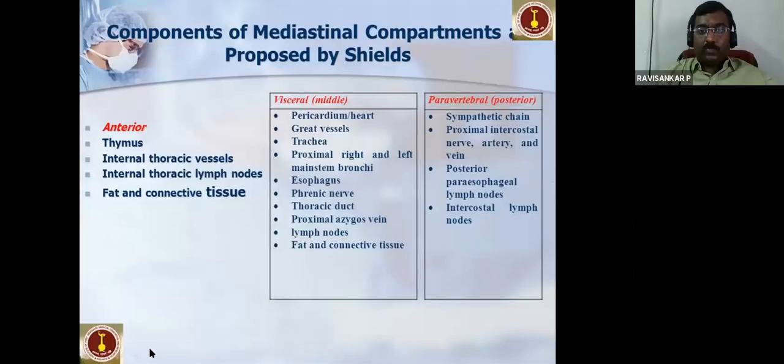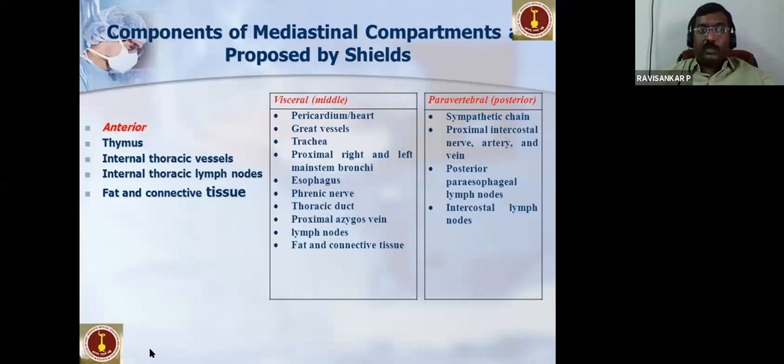Okay. According to the Shields classification, the anterior compartment consists of thymus, internal thoracic vessels, internal thoracic lymph nodes, and fat and connective tissue. Whereas the middle mediastinum consists of all the other important structures like the pericardium, great vessels, phrenic nerve, thoracic duct, azygous vein, etc. The paravertebral or the posterior compartment consists of the neural structures. Hence, the neurogenic tumors are common in the posterior mediastinum. It consists of the sympathetic chain, the intercostal nerves, and also intercostal nodes.